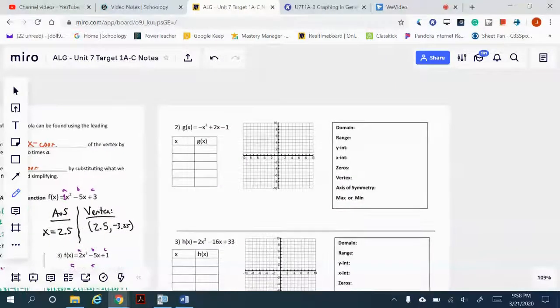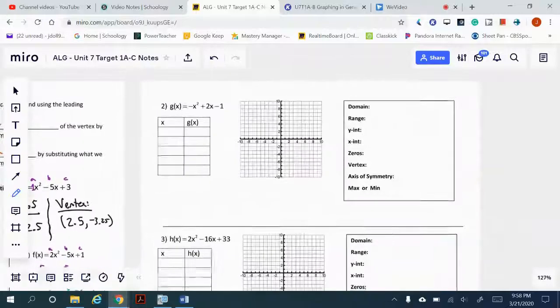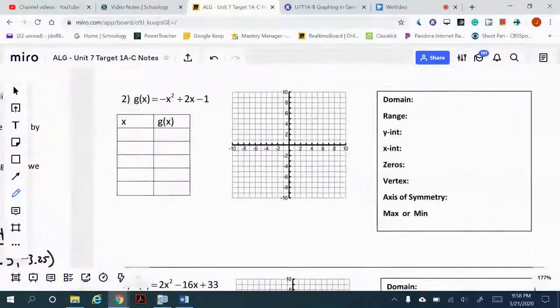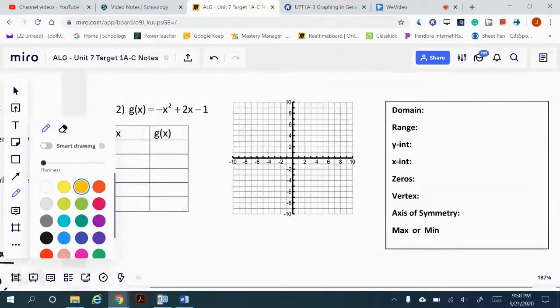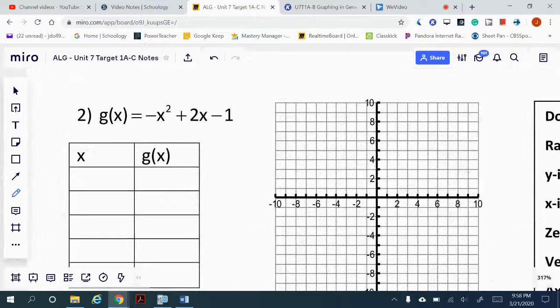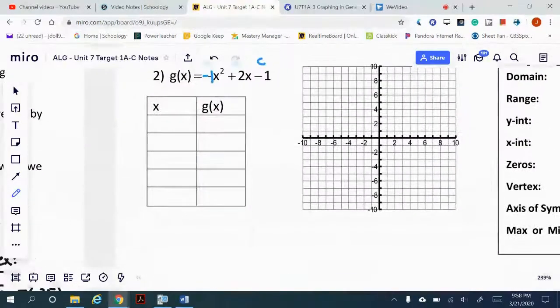All right, let's do one more here. Yeah, we'll do the next one. We'll do g of x. This gives us a little different twist because now notice my leading coefficient, my a value, is now negative. All right, so again, how do I fill in this table?